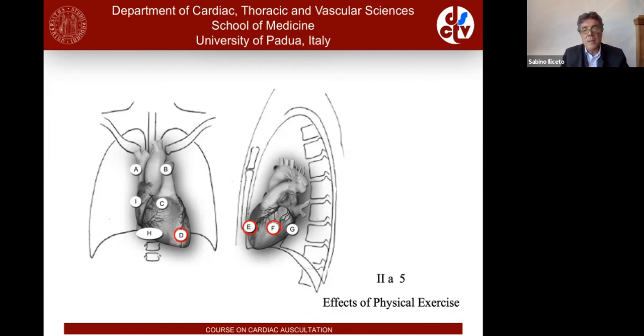You can ask the patient to do this 10 times, lying, sitting, lying, sitting. Perhaps you can even help the patient with your hands if he or she is unable to do that, because this will produce, in any case, an increase in heart rate. And the heart rate increase will produce increased output, increased flow to the mitral valve. And you will see now how this increases the intensity of the sound.